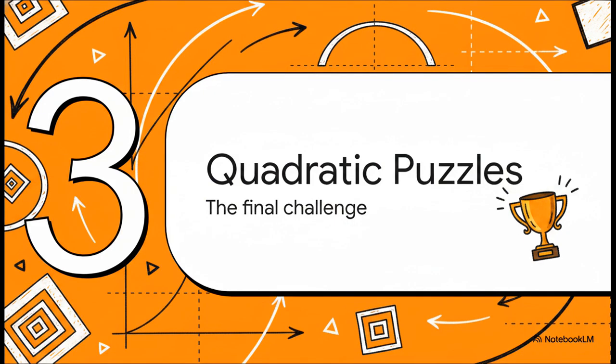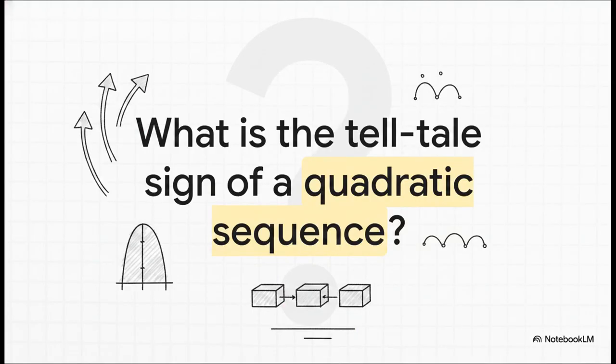And now for our final section, the final boss of our quiz, if you will. We are heading straight into the world of quadratic sequences. Let's see how you do. So, question 8 is super important. When you're staring at a jumble of numbers, what is the one dead giveaway, the telltale sign that screams, hey, this is a quadratic pattern?